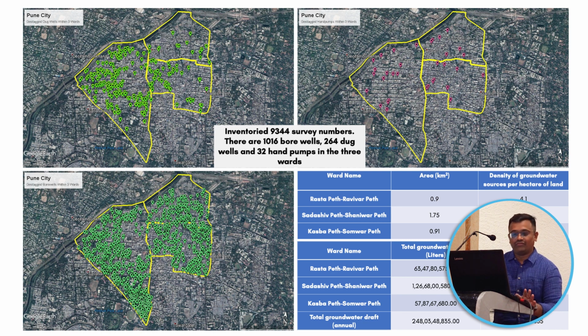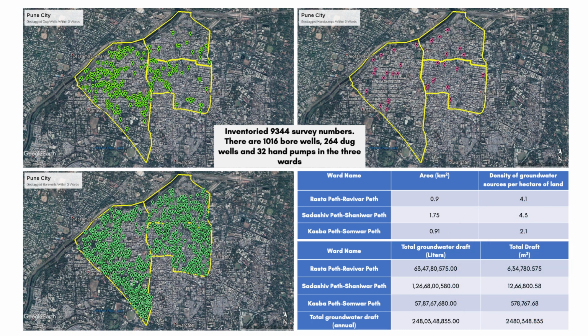So the first map is the location of dug wells. The green color is the number of bore wells, and the pink ones are the hand pumps. And we came to know that even in the central Pune area, the density of groundwater sources is around 3.5.